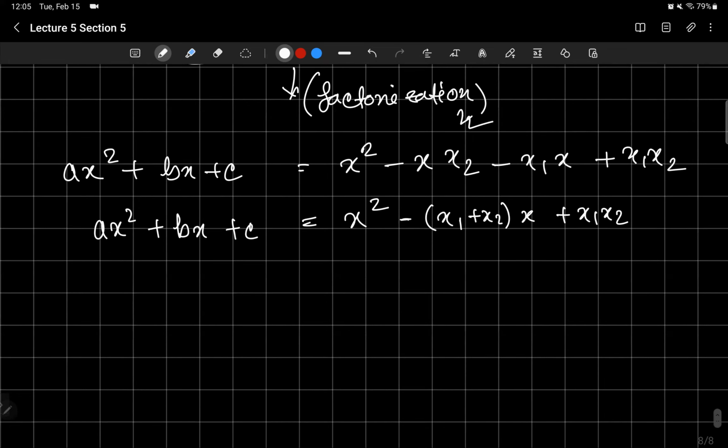Now, using the method of matching the coefficients, this kind of looks weird, right? Because on this side I have this x square, and on the other side I have this. So I really can't say a is just equal to 1, right? Can I say that?